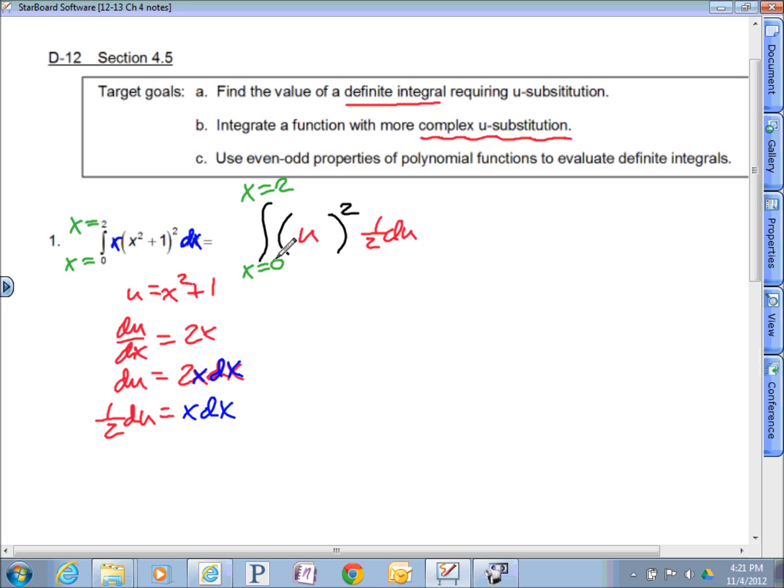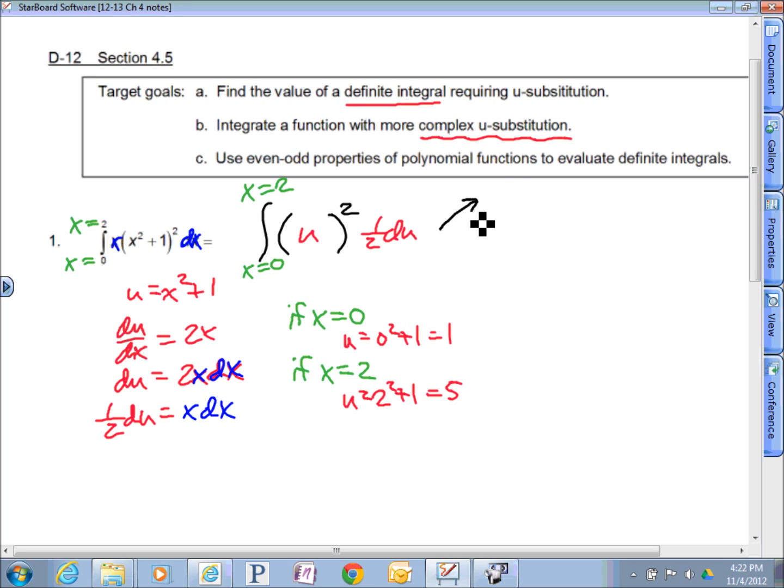We could say, well, wait a minute. If x is equal to 0, u would be equal to 0 squared plus 1, or 1. If x is equal to 2, the upper bound, u would be equal to 2 squared plus 1, or 5. The other thing that you could do is you could rewrite this integral. So we go two directions with this.